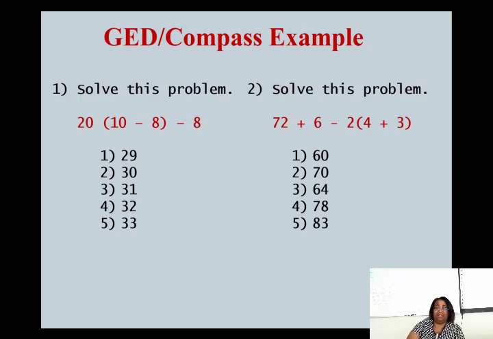Does everybody agree that it's 64? Or did you get a different answer? What do I do first? Parentheses: 4 plus 3. So how much is 4 plus 3? 7. And then what do I do? 2 times 7. Which is what? 2 right outside the parentheses. 14. It's 14. So 2 outside the parentheses means multiply.